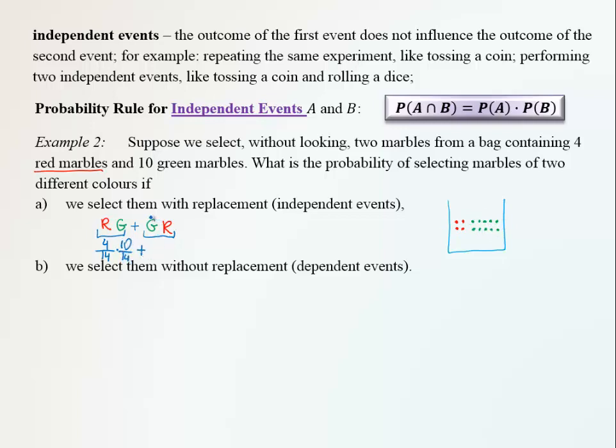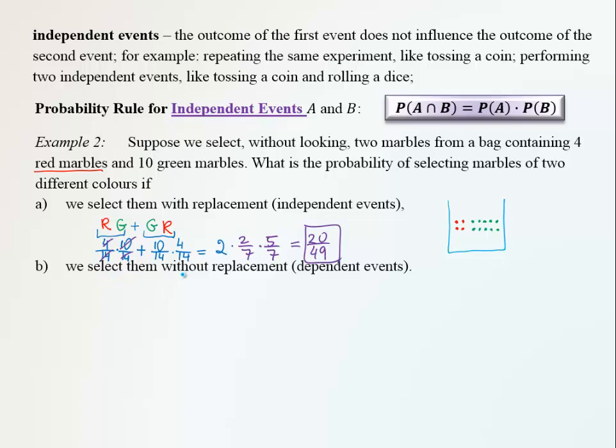The same situation will happen if the green is picked first. Green out of everything is like 10 out of 14, and red is 4 out of 14. So we really have 2 times the same probability. The numbers are written in different order, but overall product is the same. If we reduce those numbers, that will be 2 sevenths from the first fraction and 5 sevenths from the second fraction. Therefore, overall, we have 20 49ths.